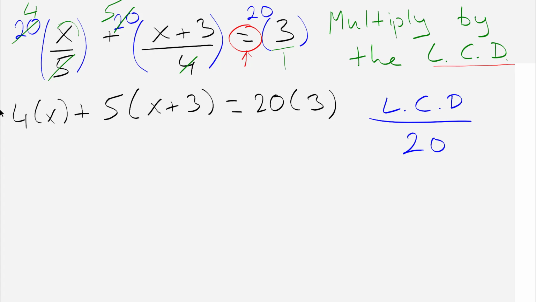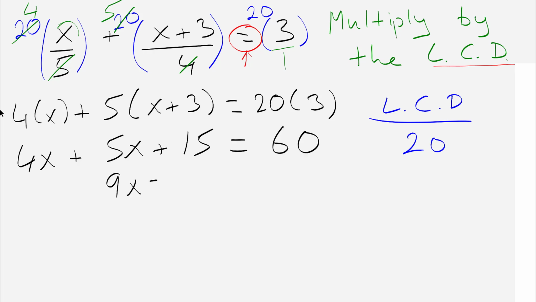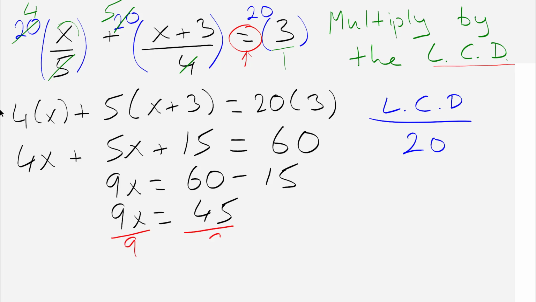So we'll continue solving this. 4 times x, 4x, plus 5 times x plus 3: 5 by x is 5x, and 5 by 3 is 15, equals 20 by 3, 60. So 4x plus 5x, that's 9x, is equal to 60 minus 15, so subtracting the 15. Then we get 9x equals 45. The next step is to divide both sides by 9 to get x on its own. In doing that, we get x equals 45 divided by 9, which is 5. So x equals 5 is the solution to the equation in this example.